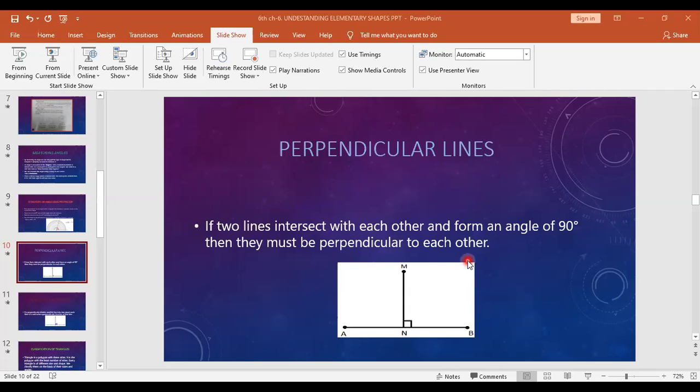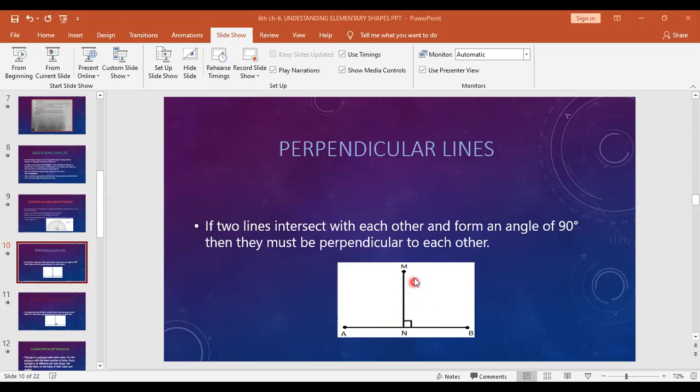to each other. So now here you can see AB is one line and MN is one line. AB and MN are intersecting at the point N. Where they intersect near the point N, exactly 90 degrees will form. That means a right angle will form. Here you can see MNB, this is a right angle. And here you can also see MNA, this is also a right angle.